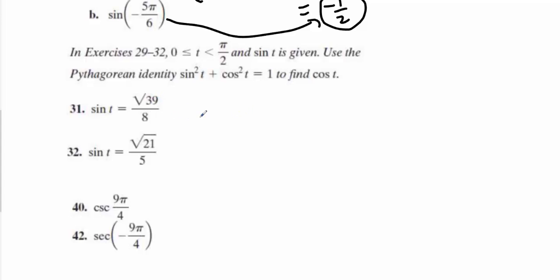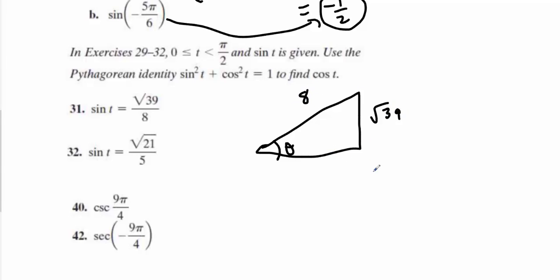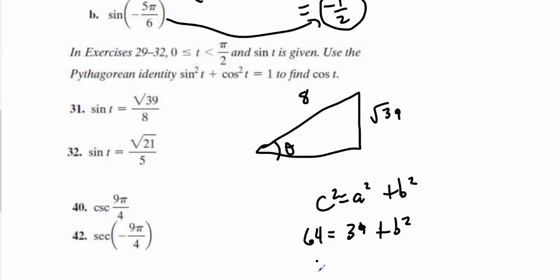All right, so I'm just going to work out one of these. Probably the easiest way to think about this is from the triangle perspective. So sine, it says square root 39 over 8. So if I'm thinking opposite, this is square root 39 and this is 8. What is this value? Well, I know if I use c squared equals a squared plus b squared, c squared would be 64, this would be 39, plus b squared. If I subtract out the 39, I'm going to get 25 equals b squared, and square root that, this would have to be 5.